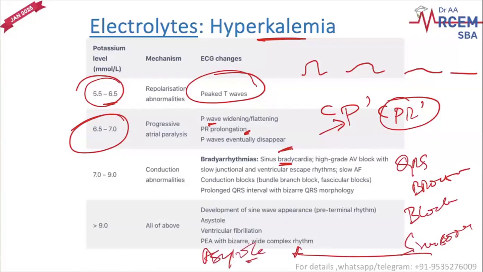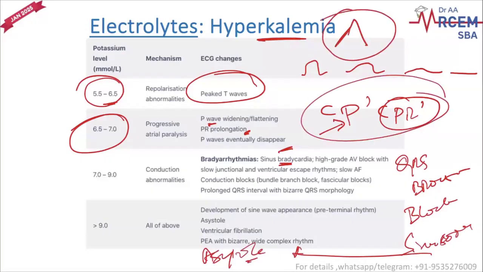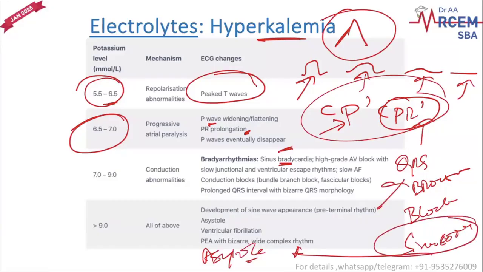So remember, first you see a tall peaked T wave, then P wave and PR interval changes. The P wave becomes broad and flat, and the PR interval increases. Then the QRS complex becomes broad and gets a bizarre rhythm known as sinusoidal rhythm. This sinusoidal rhythm will eventually result in complete asystole.